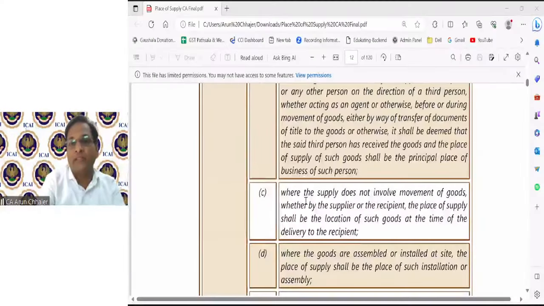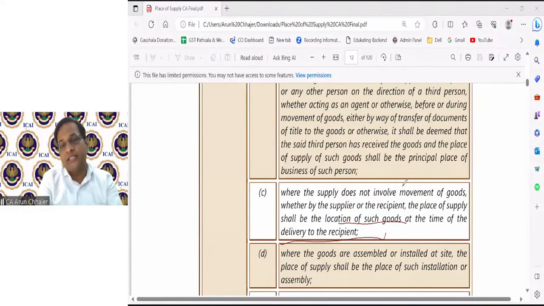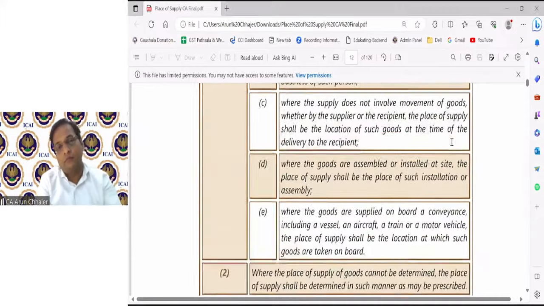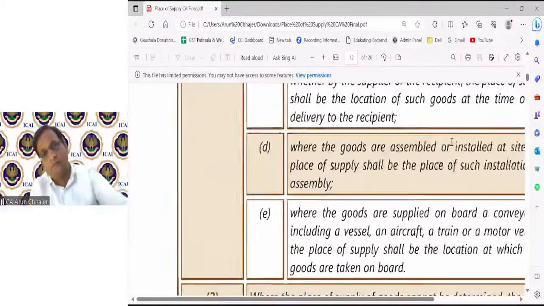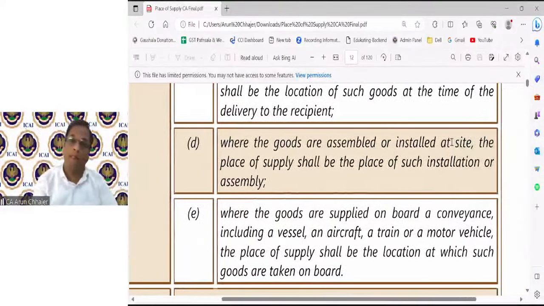Then what would be the place of the supply? The location of the goods at the time of the delivery to the recipient. Any question, kindly ask.